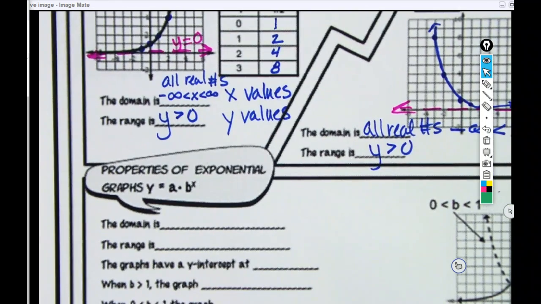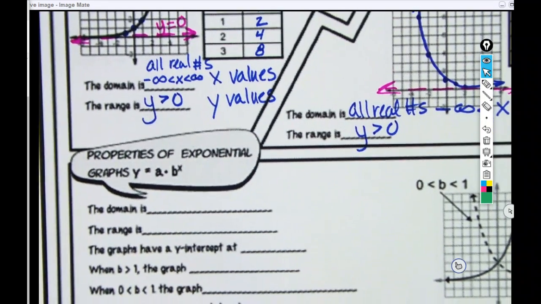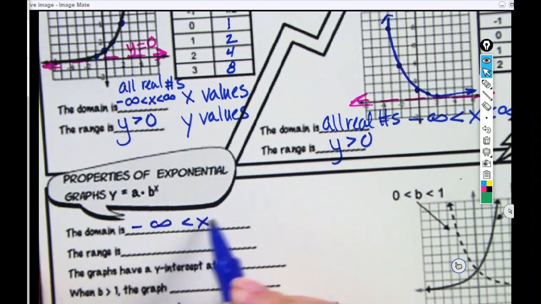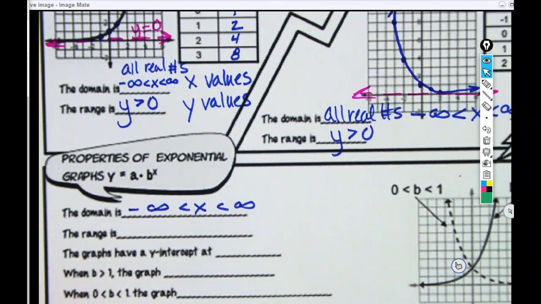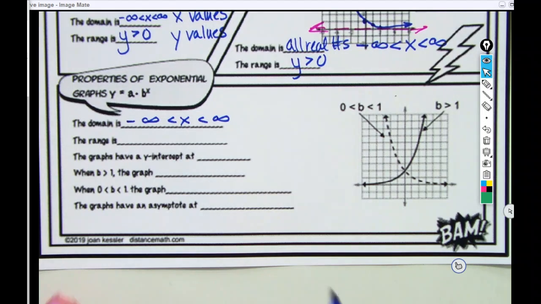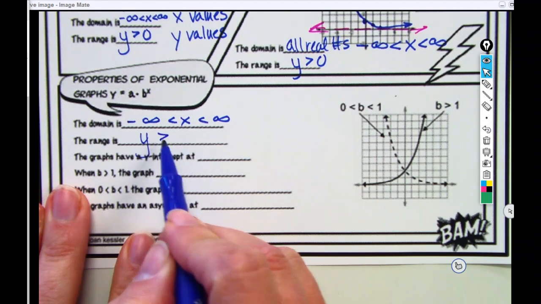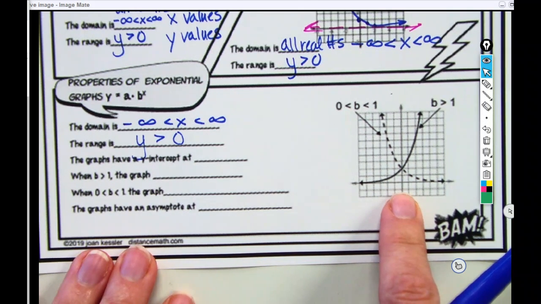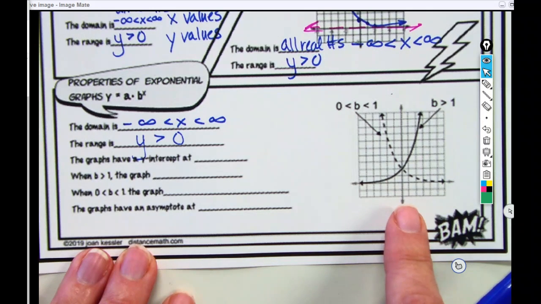All right, let's see what's at the bottom of this worksheet. Properties of exponential functions. The domain is our x values. The range is our y values, and in the case over here, y is greater than 0. Where do they have y-intercepts? It has a y-intercept at 2. Yeah, I don't know if I like that.